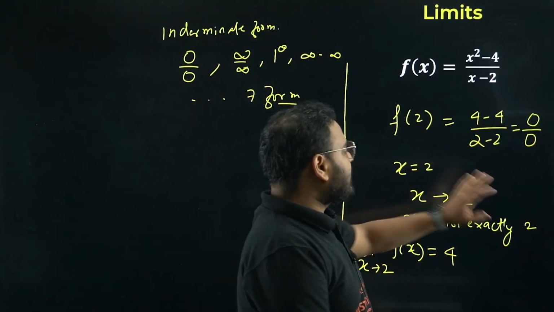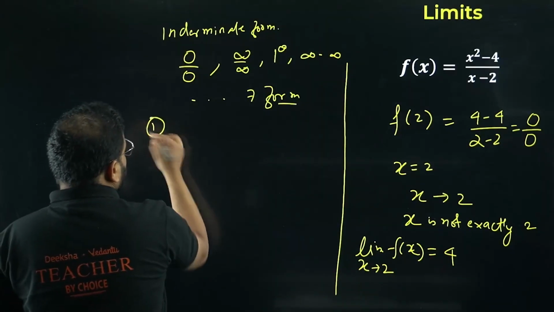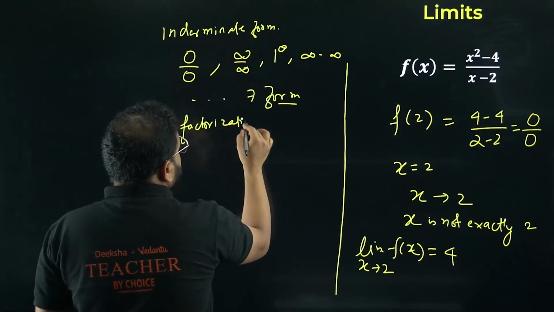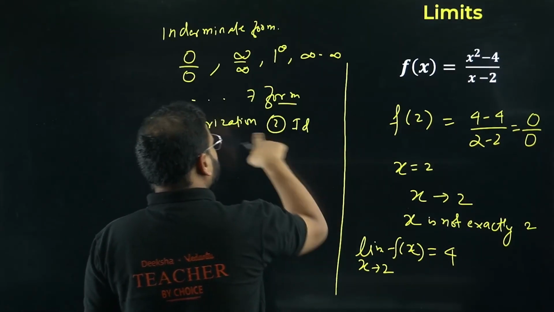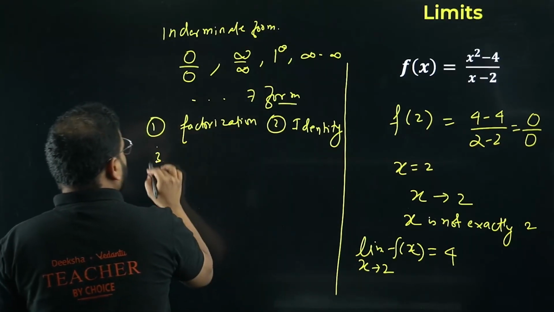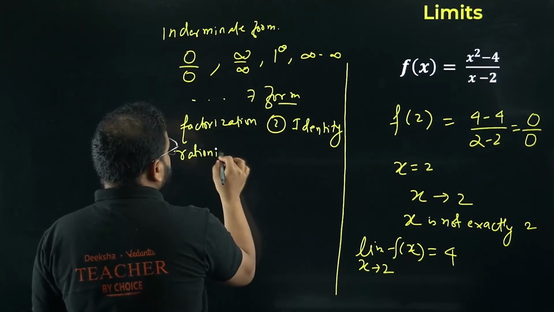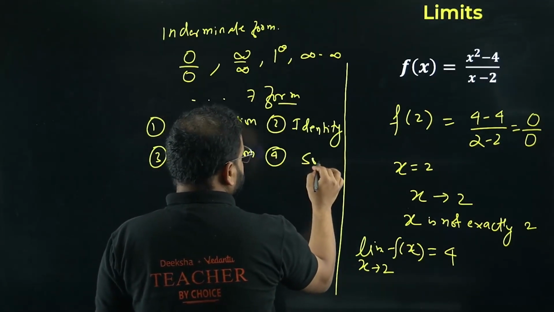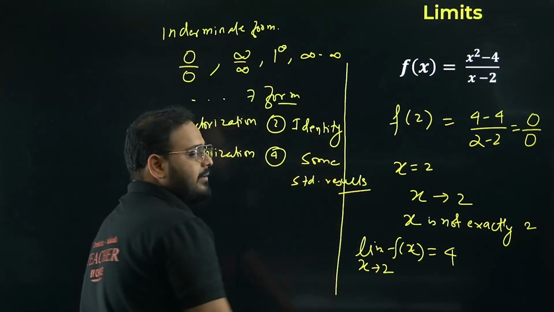Whenever such a situation arises, we have to look for the limiting value, and for that we use one of the methods. Sometimes we use factorization. Sometimes we use some special formulas, basically identities, which is the same thing as factorization, but I'll write it separately. In the third, we can also use rationalization. And of course there are some standard results. So we use all these approaches to find our limiting value.